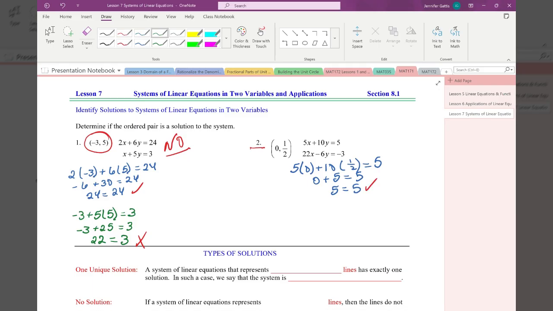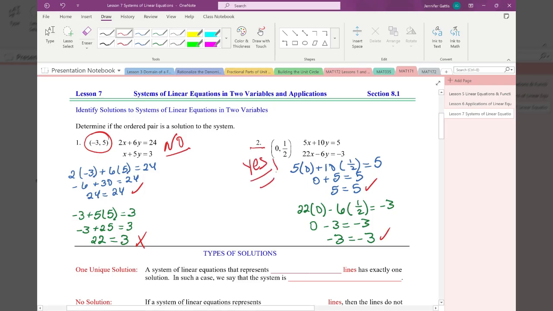And then we also have to do that in the next one. So 22 times 0 minus 6 times 1/2 is equal to -3. So we get 0 minus 3 is equal to -3. -3 is equal to -3. And yes, 0, 1/2 is a solution to the given system of equations.